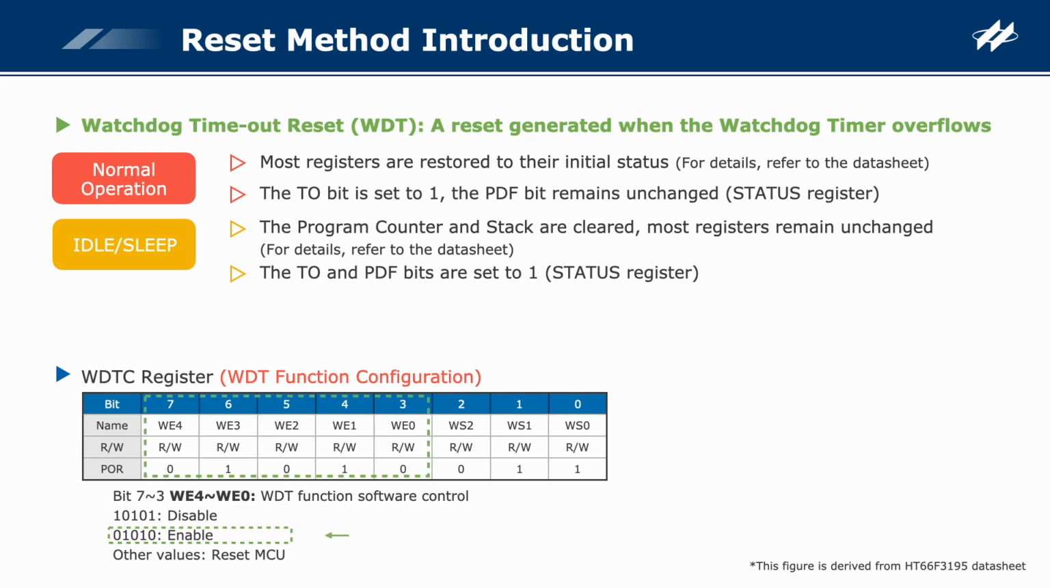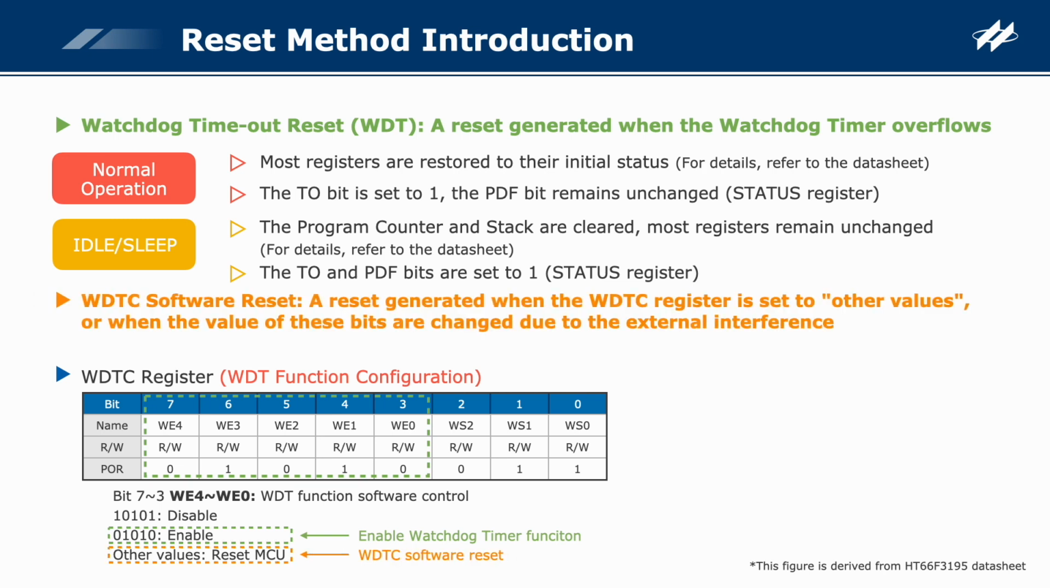In addition, the WE4 to WE0 bits of the WDTC register should be set to 01010 to enable the watchdog timer. When the WDTC register is set to other values, or when the value of these bits is changed due to the external interference, the MCU will be reset, that is the WDTC register software reset. At the same time, the WDTC register software reset flag WRF will be set to 1. The watchdog timer will be explained in detail in the subsequent course.